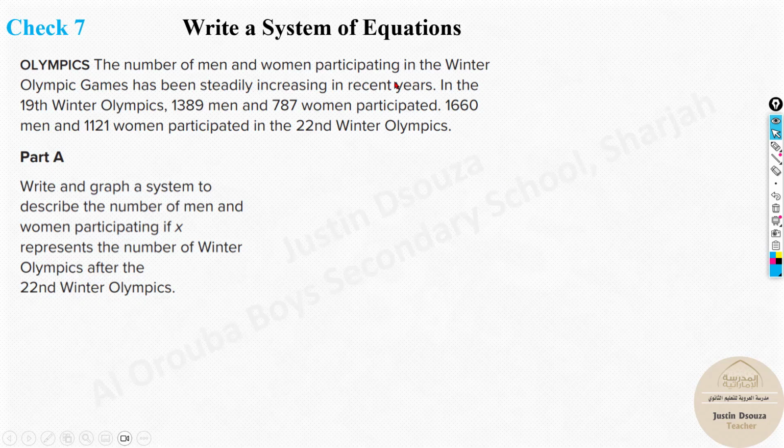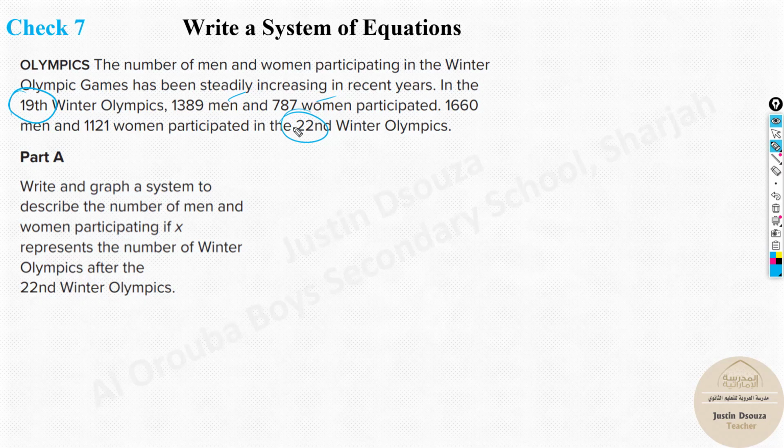The number of men and women participating in the Winter Olympic Games has been steadily increasing in recent years. In the 19th Winter Olympics, 1,389 men and 787 women participated, and 1,660 men and 1,121 women participated in the 22nd Olympics. Now here you know what the x and y values are, what slopes you have to find. From this directly you can tell you need an equation for the 19th Olympics and the 22nd Olympics, like from this and this. You need an equation for men and for women.